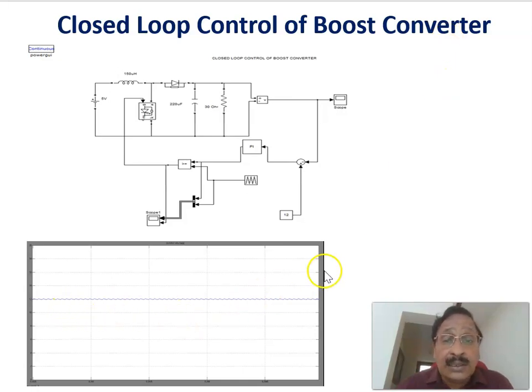And here the reference is set to 12 volts. Therefore, the output voltage will be 12 volts, independent of the input voltage variation or the load variation. In the next slide we will see what the output voltage is when a voltage perturbation is given at the input side.